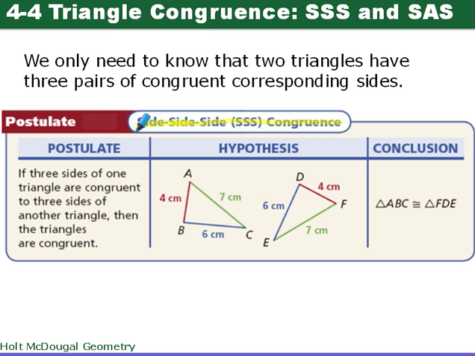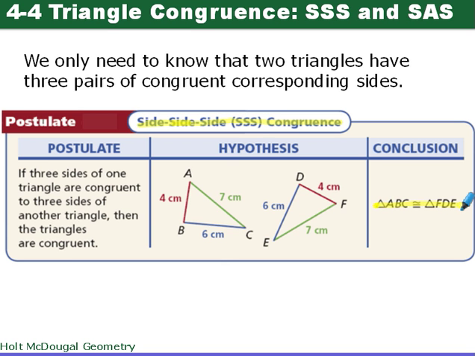And here's an example. We can see a triangle with a 4 centimeter side, a 6 centimeter side, and a 7 centimeter side. And we have another one with those same three sides. Because we know the three sides are congruent, we can say triangle ABC is congruent to FDE.